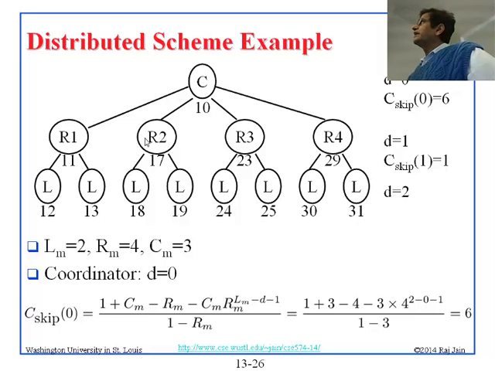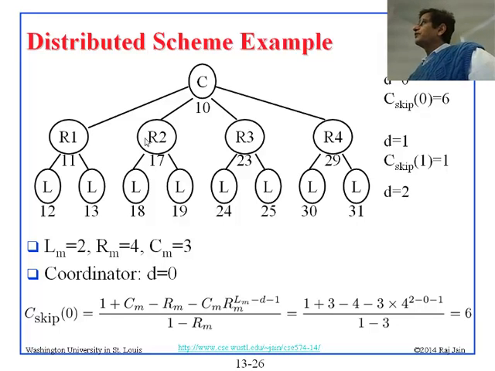At the coordinator, the depth is 0. At the router, the depth is 1. At the leaf, the depth is 2, and so on and so forth. You keep going, depth increasing. Should that be a 4 in the denominator instead of a 3 for the RM? Yeah, it should be 4.